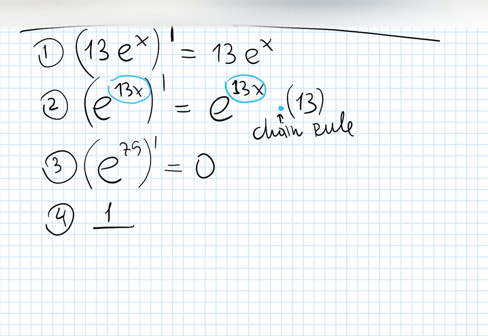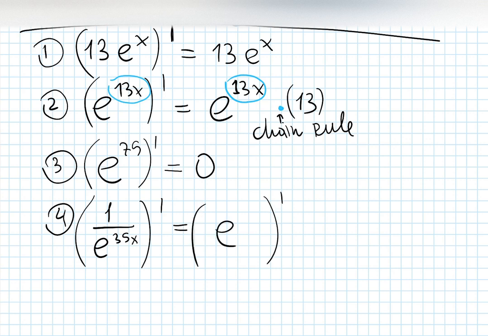How about the derivative of 1 over e to the 35x? On this quiz I just gave you, did you do quotient rule or did you do chain rule? Chain rule is faster. If you see 1 over something, I would not recommend doing quotient rule. The answer will be the same, but it's just better to rewrite it as what? Negative 35x. Good job.